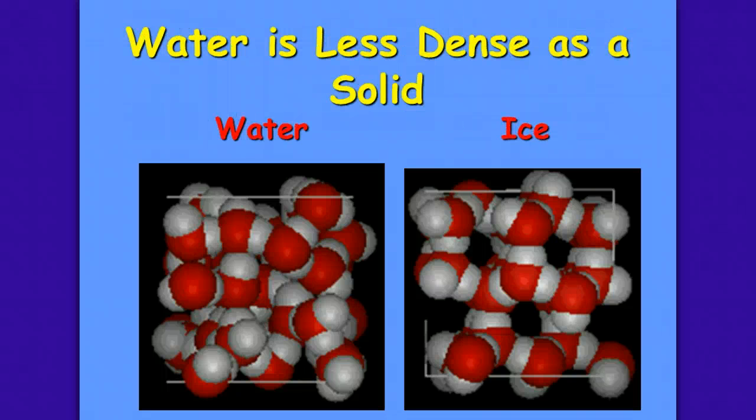Water is less dense as a solid, so hopefully you identified the picture on the left as water and the picture on the right as ice. Notice how you can see spaces in between the molecules, and it's very organized in terms of the pattern that's being produced. That's that lattice-like structure. Notice how water is much more unorganized in terms of its arrangement.